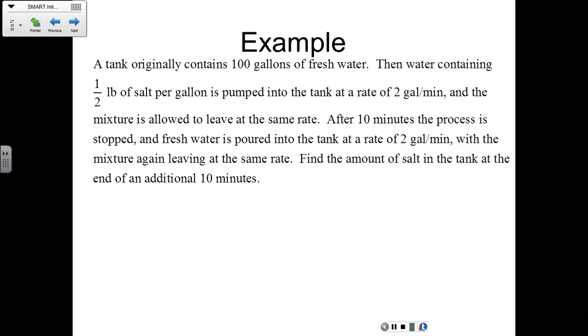So we've got 100 gallons of fresh water. We're going to start pumping salt water into it. We're going to do that for 10 minutes. We're going to stop. Then we're going to start pumping fresh water into it. So we want to know how much salt is still going to be left in there 10 minutes after we start pumping the fresh water into it. Are y'all intrigued? We're going to do 2 phases.